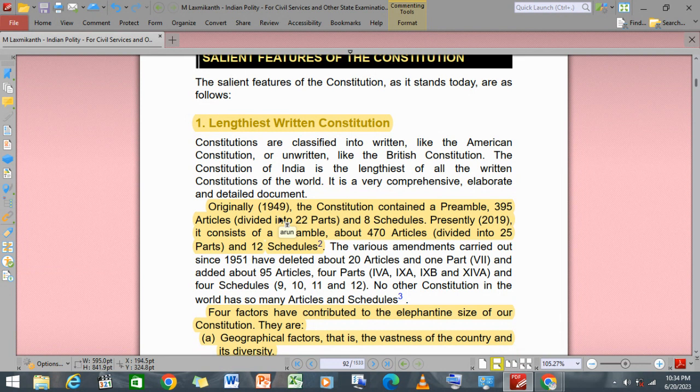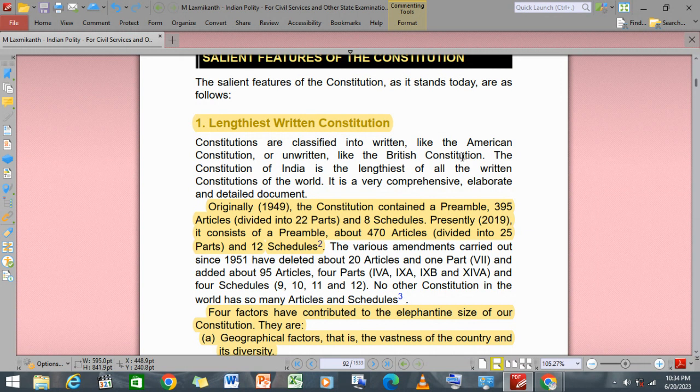However, in the Kesavananda Bharati case of 1973, the Supreme Court ruled that the constituent power of Parliament under Article 368, remember Article 368, does not enable it to change the basic structure of the constitution. That means the basic structure of the constitution cannot be changed or hindered in any way. The Supreme Court said that in the Kesavananda Bharati case in 1973.